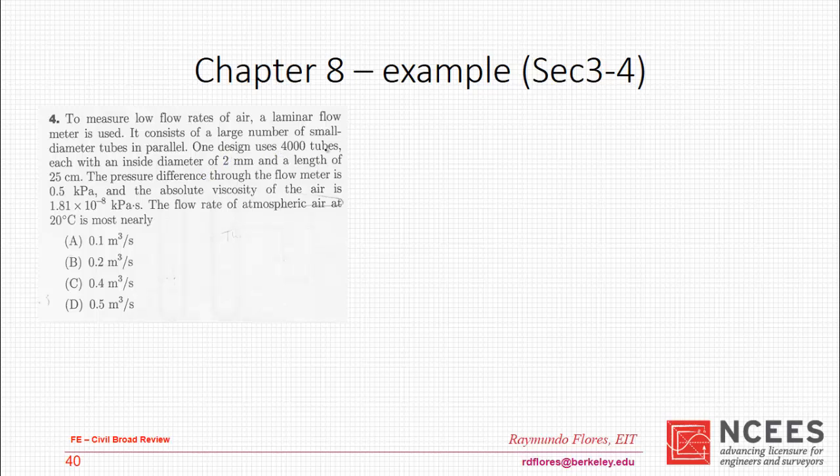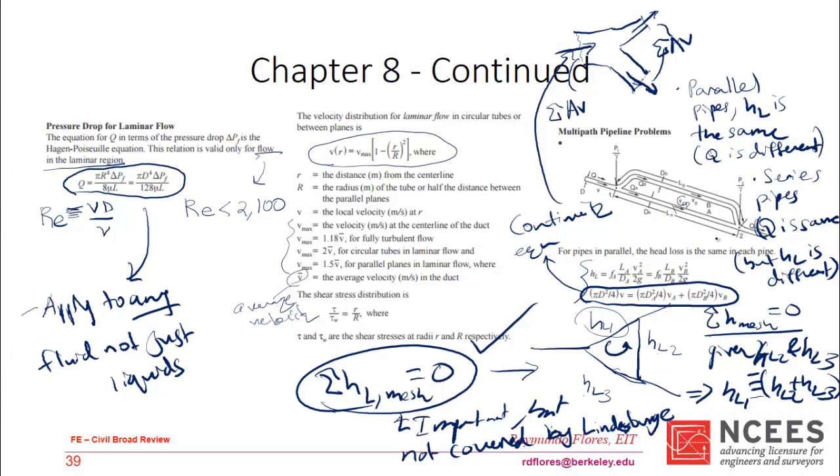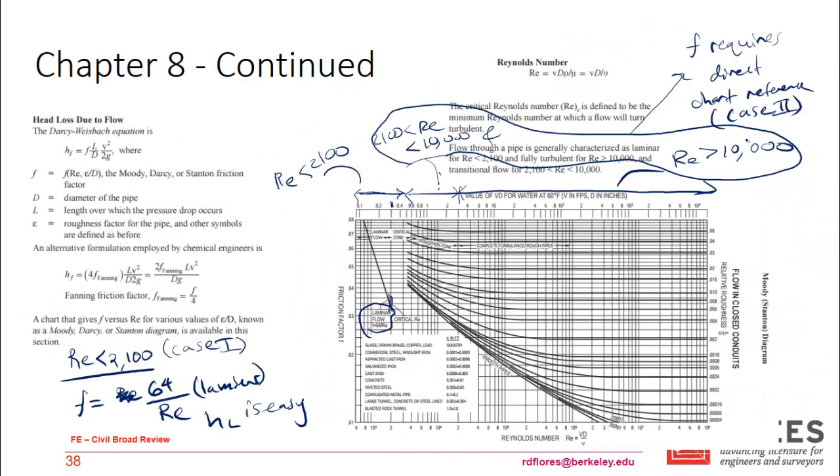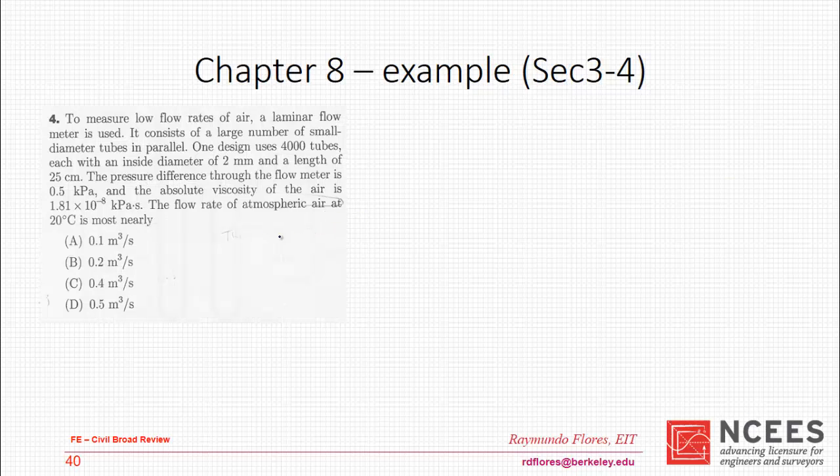One design uses 4,000 tubes. So that actually means that we're going to have to get the overall discharge through all of them, you're going to have to add them all up. I'm sorry, I meant to say that basically because they're parallel, the HL is the same, but Q is different. Which is why you would want to add them all up, right? So what we have here is that's the case.